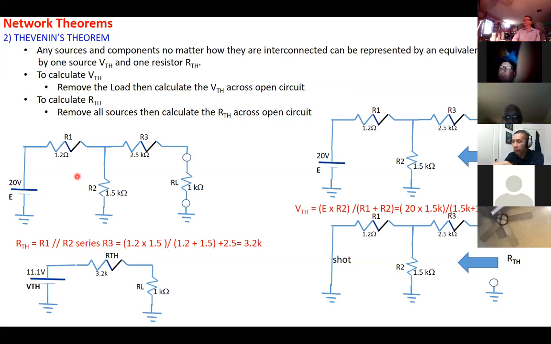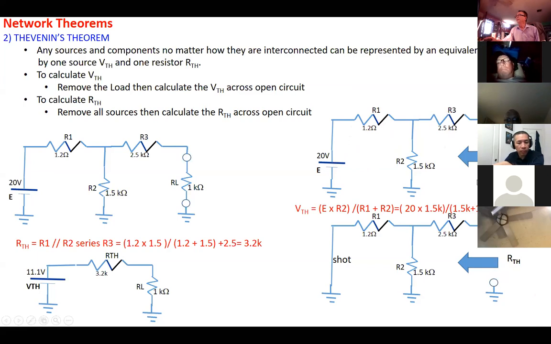But in any case, my question was, when you're going after the V Thevenin, you take out the R load and you disregard R3, because it doesn't look like R3 is part of the equation. Is that correct? When you take out the load here, you're supposed to get the current flowing from the 20 volt source. The circuit is open.